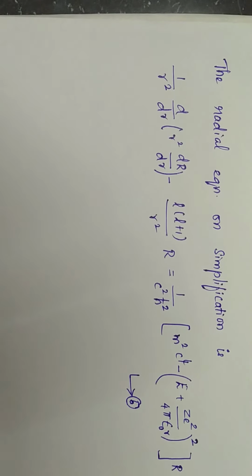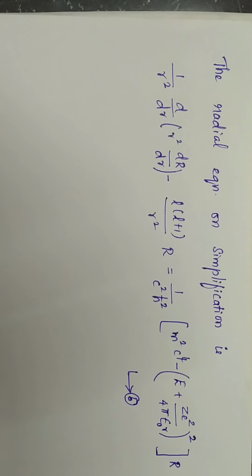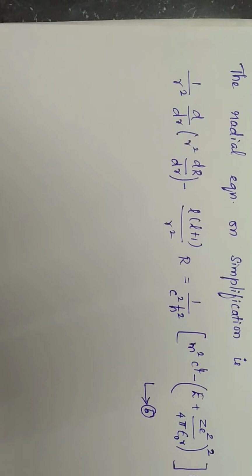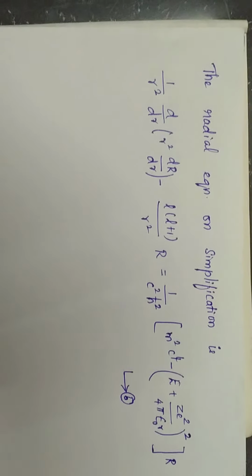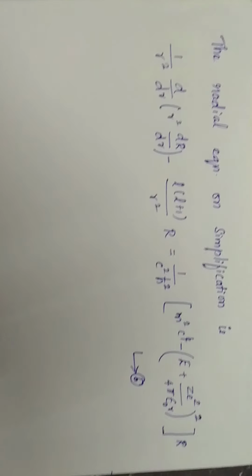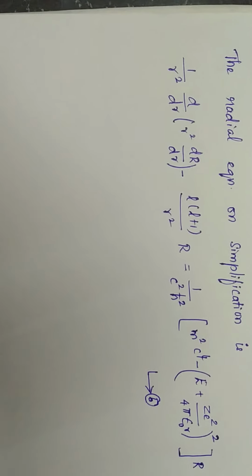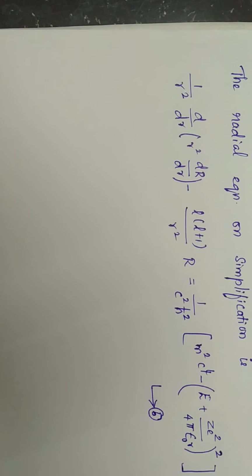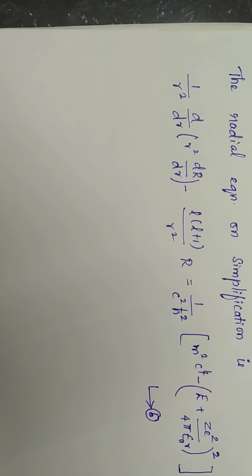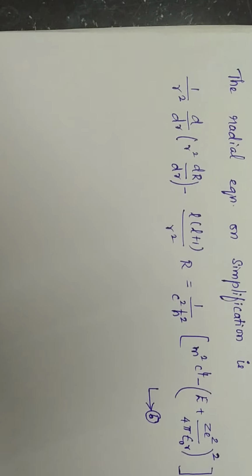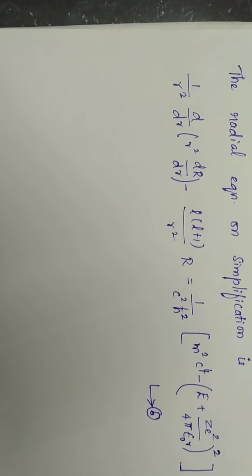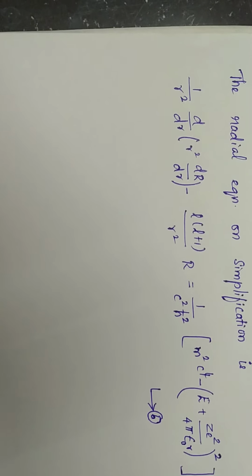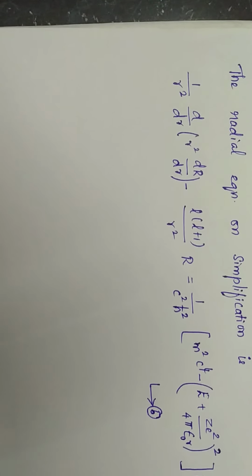By expressing the value of inverted delta square in terms of r, theta and phi, we are getting one radial equation. That radial equation is this one, equation number 6. That is 1 by r square into d by dr of r square into d capital R by dr, so that is the radial function, minus L into L plus 1 divided by r square into capital R.